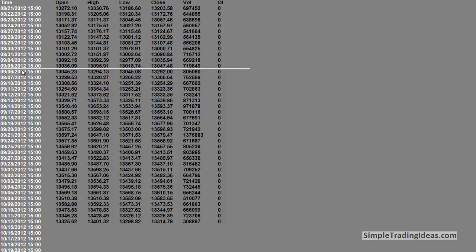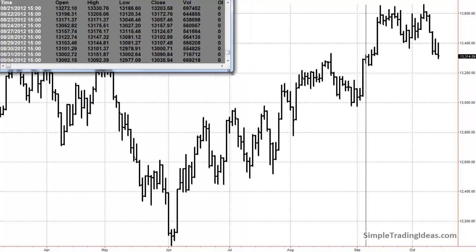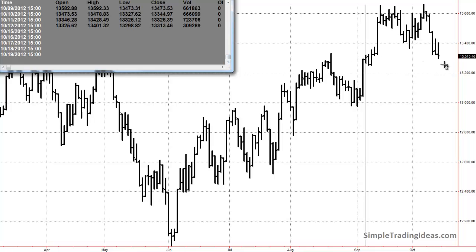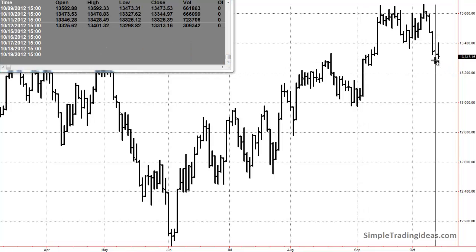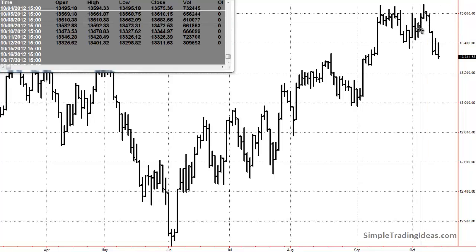So that's what we're going to do now. We're going to take the same data, use the open, high, low, and close, and take a look at the chart that has been constructed using that data. Here's our chart, and as I click along, if you look on the left side of the screen, you can see the corresponding raw data information.